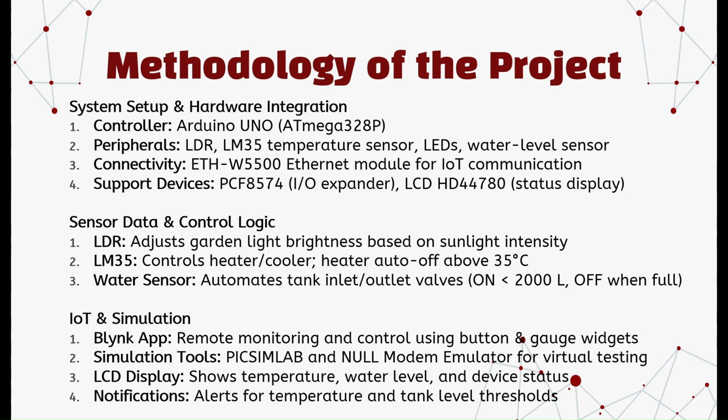Sensor data and control logic: LDR adjusts the garden light brightness based on the sunlight intensity, and LM35 controls the heater, which turns auto off above 35 degrees Celsius. The water sensor automates the tank inlet and outlet valves: on if less than 2000 liters, off when it is full.